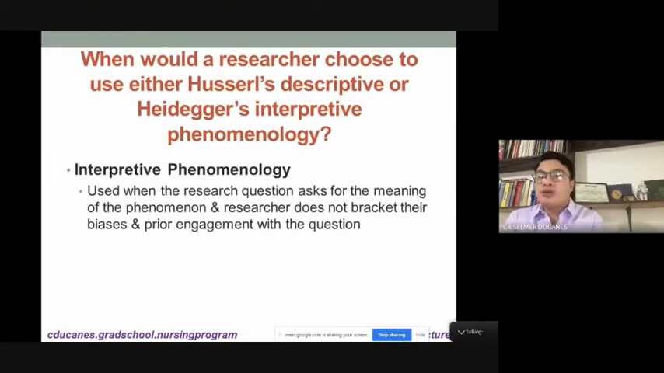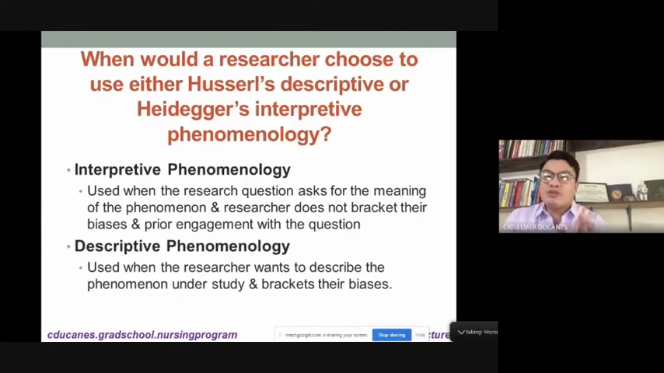So, if you want to use interpretive phenomenology, it is used when a research question asks for the meaning of the phenomenon and the researcher does not bracket their biases and prior engagement with the question. Okay? So, for example, if you are a nurse, and the topic that you want to study is spiritual care, and you have knowledge about spiritual care, you would probably use interpretive phenomenology, because your knowledge about spiritual care can increase the depth of the interpretation of your results. Okay, so you will use interpretive phenomenology if you have prior knowledge of a particular topic.